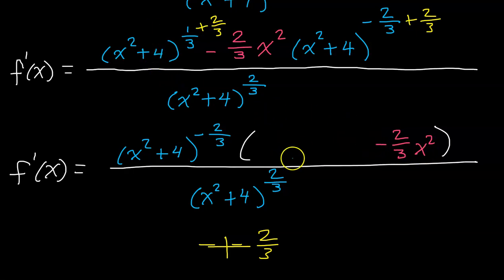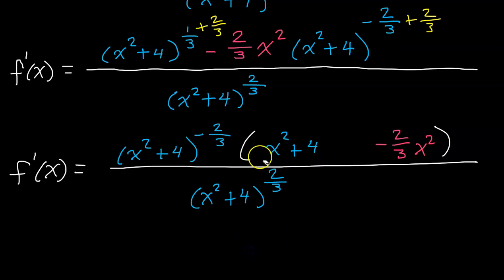But out to the left, I'm adding 1/3 and 2/3. That's going to make 3/3, which is just 1. So that's why I'm going to have x squared plus 4 to the 1 power, which I really don't need to write down. In fact, because there's no exponent, I don't even need the parentheses. So let me just take that out for a second.